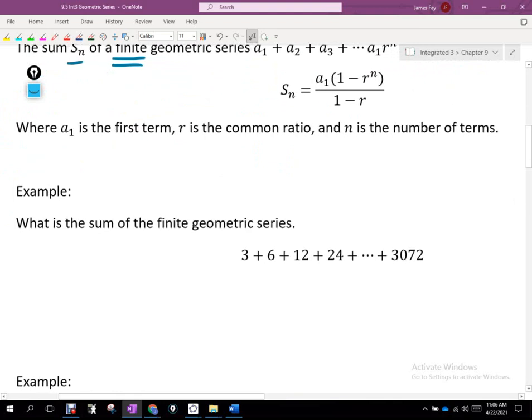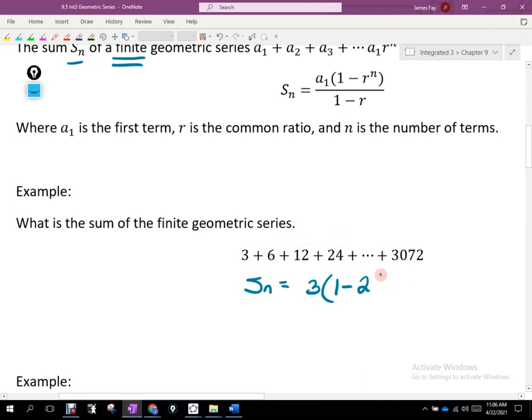So if I look at this one, I want to find the sum of this finite geometric series. What we're going to do is say the sum sub n is equal to a sub 1. So a sub 1 is what in this case? 3. Then 1 minus r. What's r? What am I taking and multiplying each previous term by to get the next one? 2.